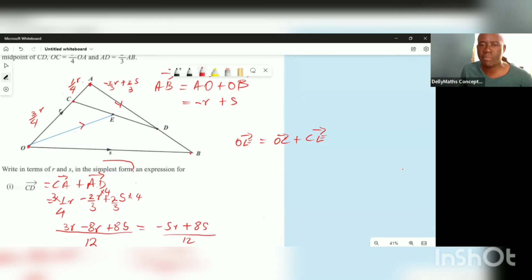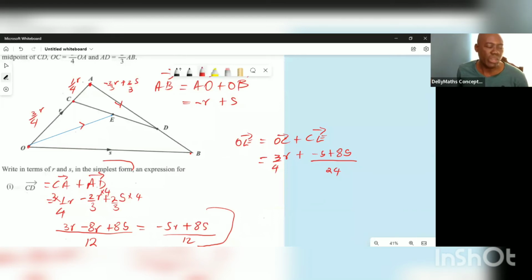Remember though that E is the midpoint of CD. We just found CD. That means from C to E is going to be a half of this. And a half of any fraction is to double the denominator. So I'm going to use that when I'm ready. OC was already given. It's 3/4 R. And I'm going to be adding CE. CE is half of CD. Half of any fraction is to double its denominator. Watch me write back the numerator, and then I'm going to turn the 12 into 24. That's half of it.